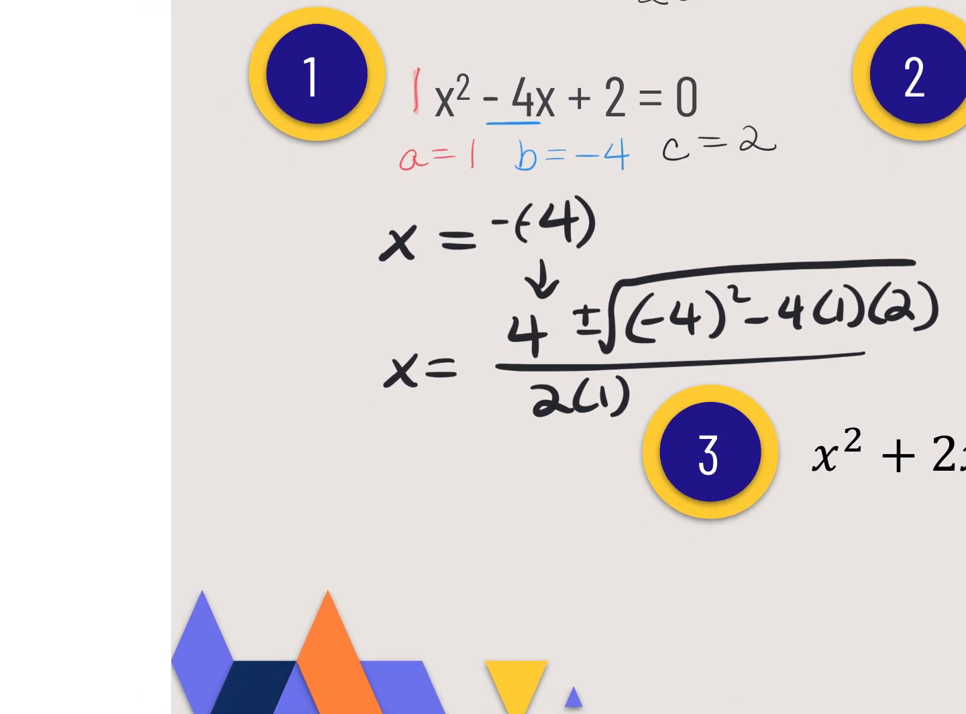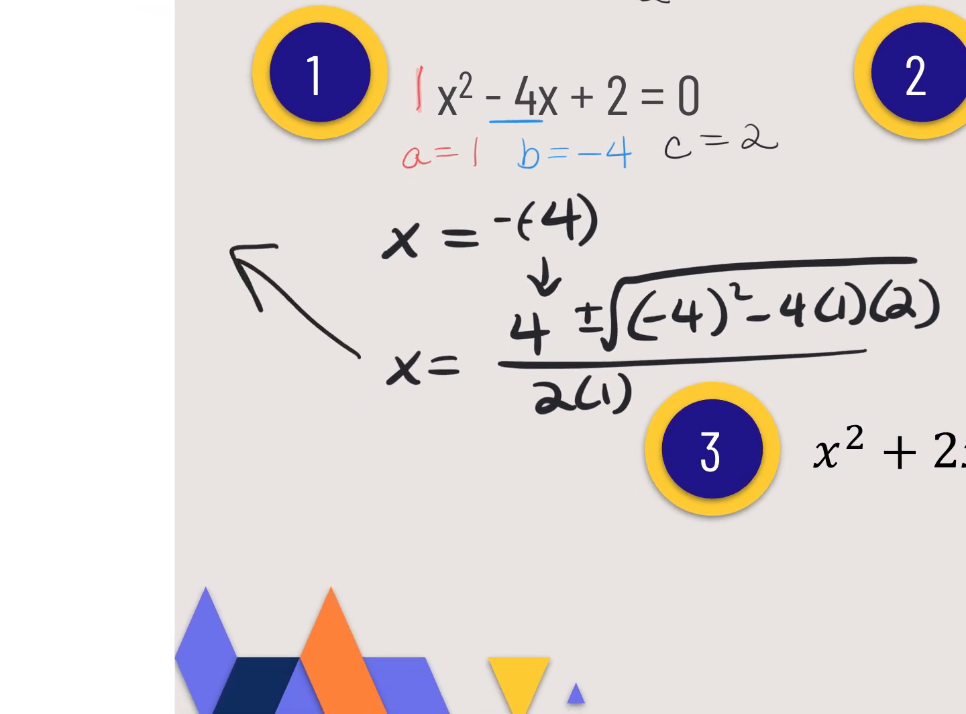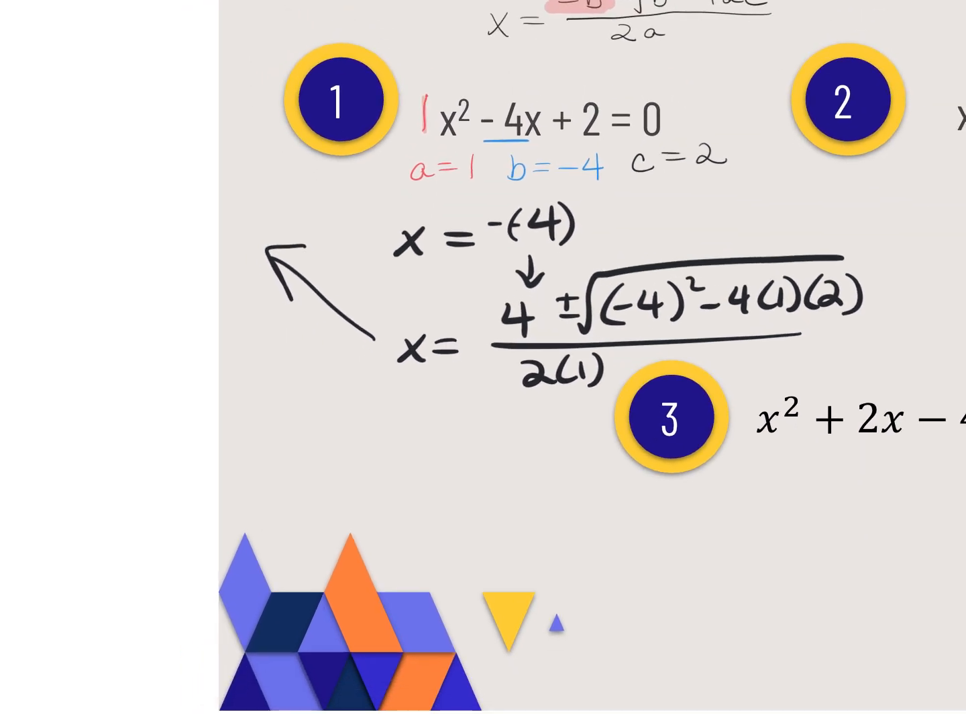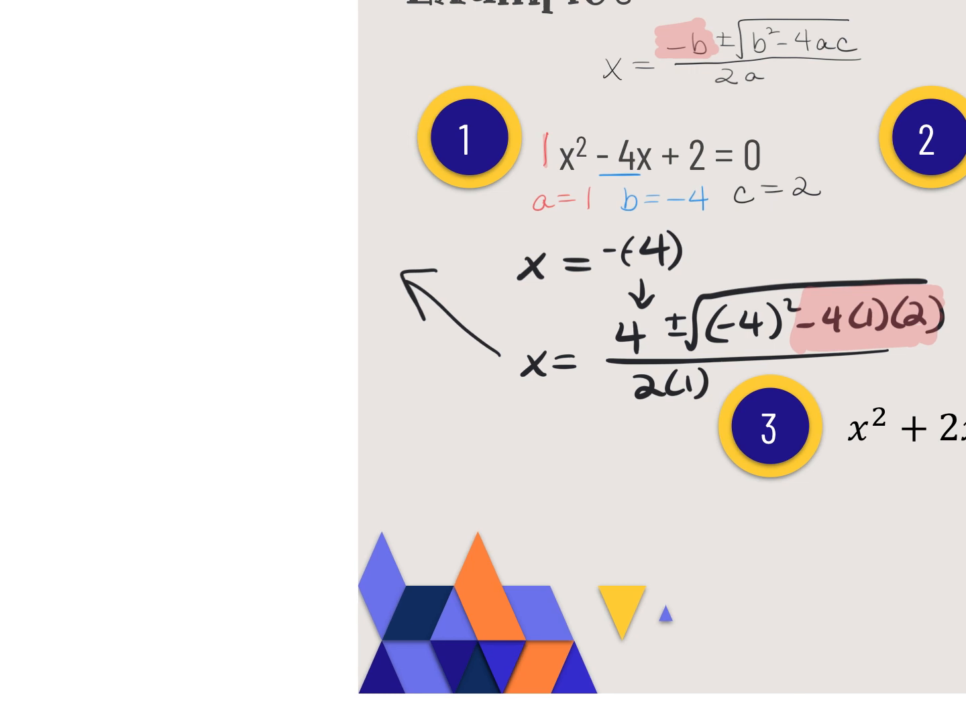Now I'm going to come over here to the side so I have more room. I'm going to simplify what's under the square root first. When I multiply the part under the square root, I'm going to treat this as a negative 4. So it's negative 4 times 1 times 2. If you want to treat it as a positive 4, just know your subtraction sign stays there. So 4 plus or minus the square root of negative 4 squared, which is 16, and then negative 4 times 1 times 2 is negative 8. Divided by 2 times 1, which is 2.